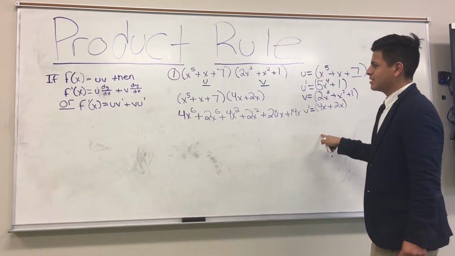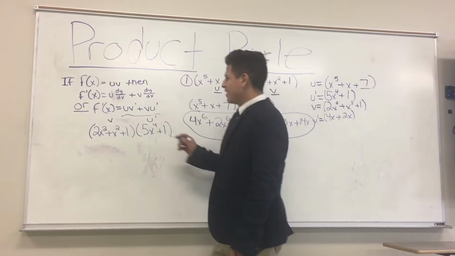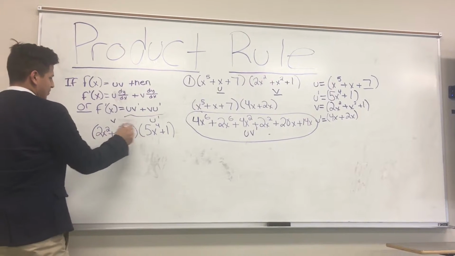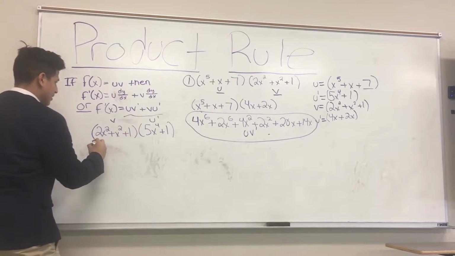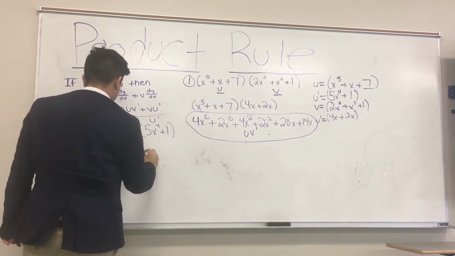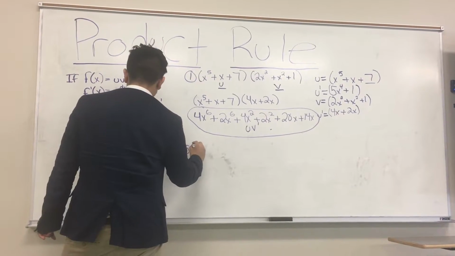So now we have to find what vu prime is, alright? So now we're going to have to multiply v times u prime. So what we want to do is multiply what's in here by what's in here. So then this would be 10x to the 6 plus 2x squared, and then 5x to the 6 plus x squared, and then 5x to the 4th plus 1.